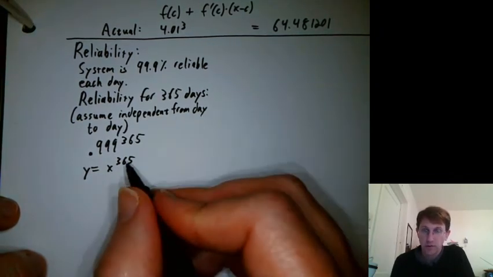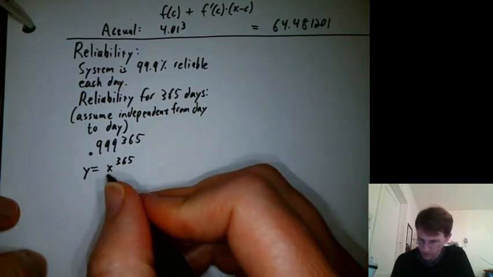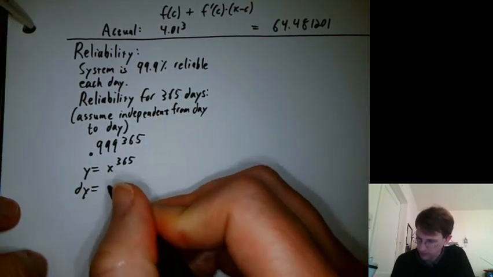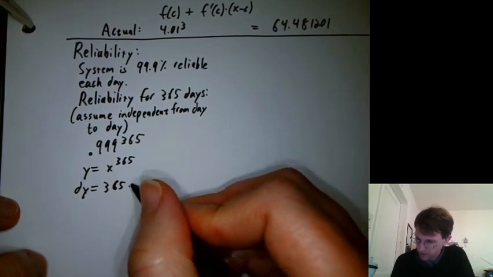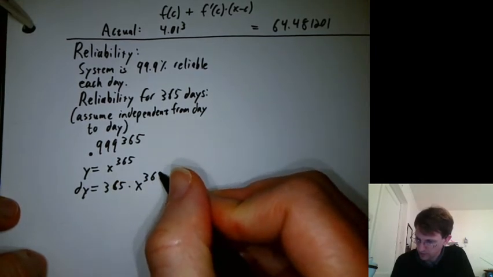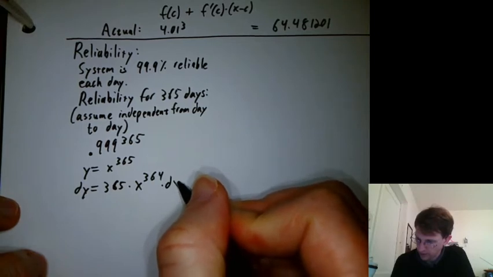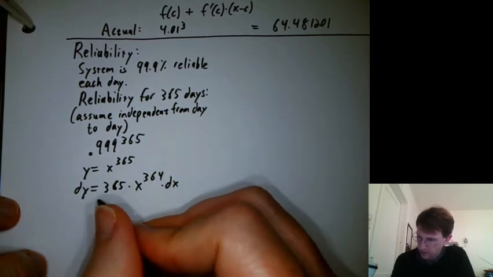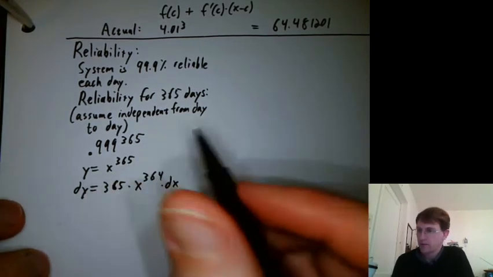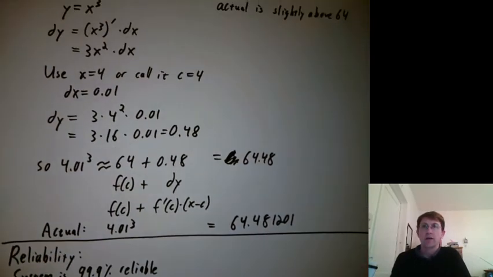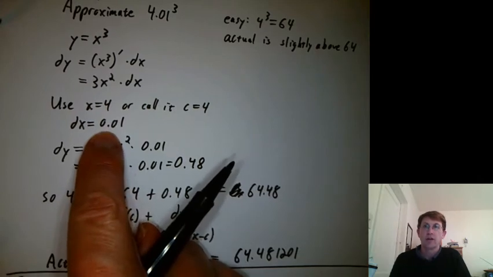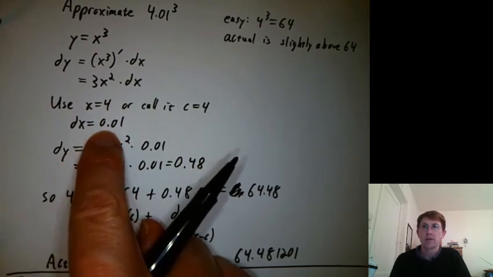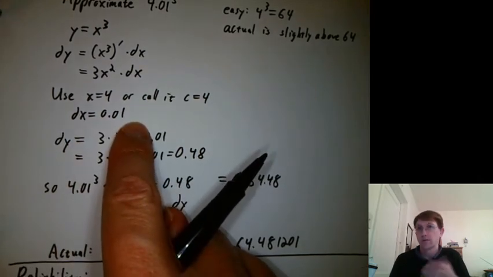So what would we use for x there? Well, we could also compute dy equals 365 times x to the 364 times dx. Before we had 4.01, and we said, well, let's use x equals 4 or c equals 4 and dx equals 0.01, because 4 was easy.